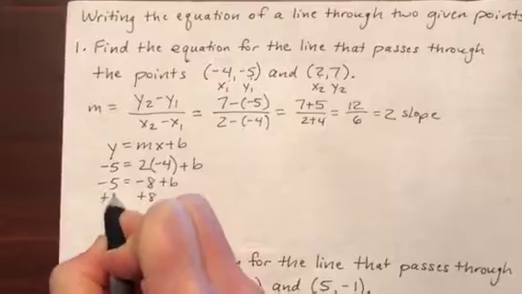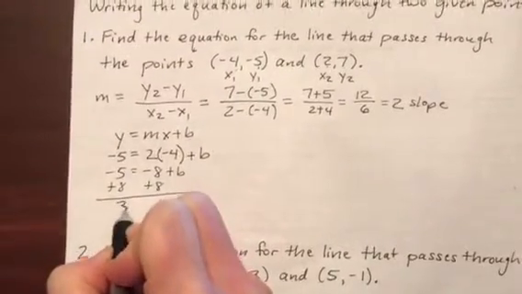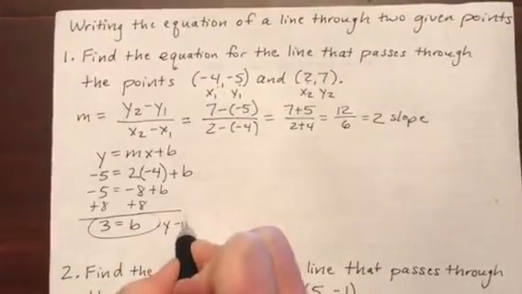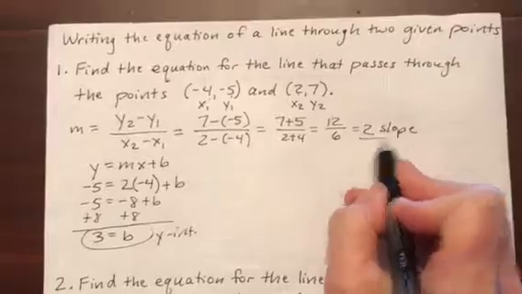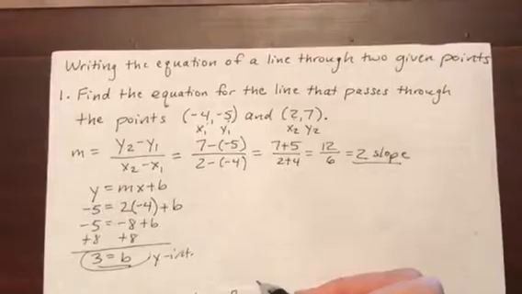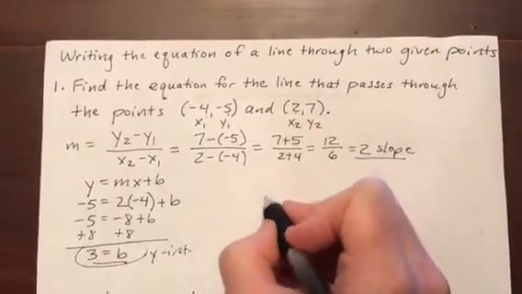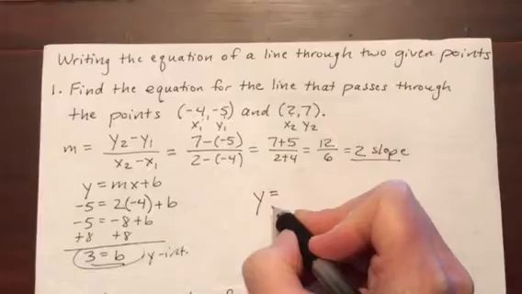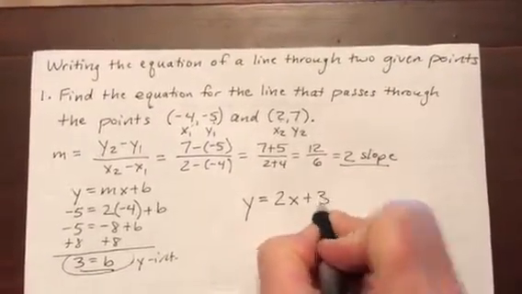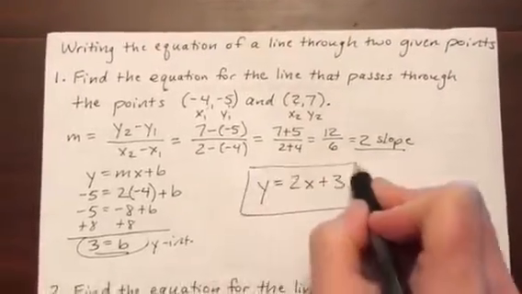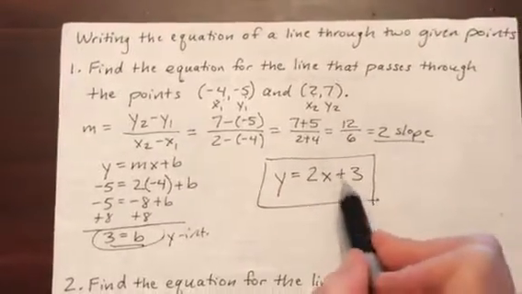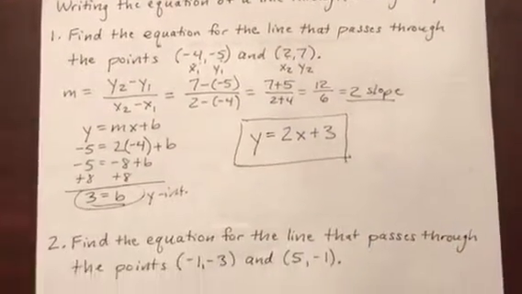Add 8 to both sides of this equation. And we have 3 = b. And so this is our y-intercept. Now we can take this slope and this y-intercept and plug them back into the y = mx + b equation, slope-intercept form of the line, and have the equation of this line. So it would be y = 2x + 3. So this is the line that has these two points. And if you were to actually graph this, you would see that this is indeed the case.